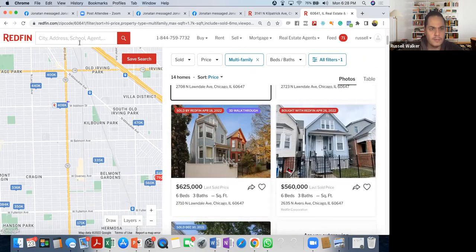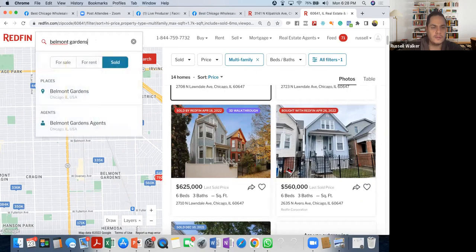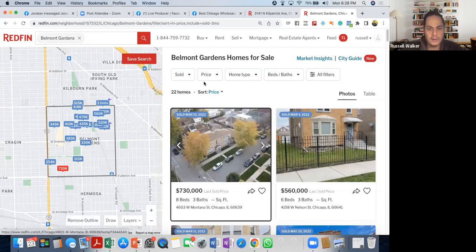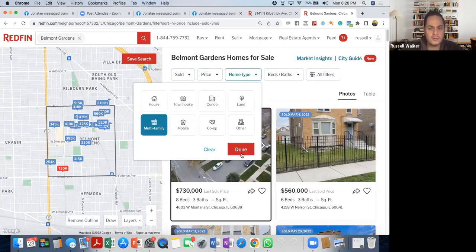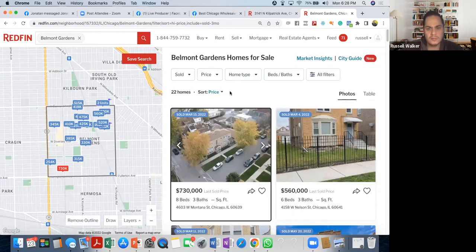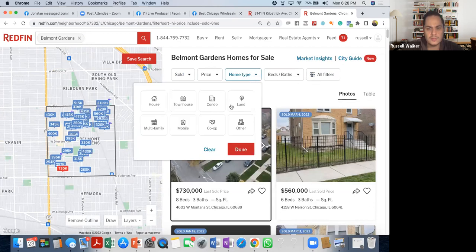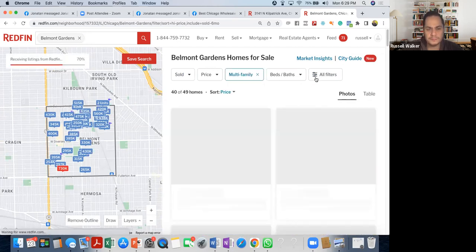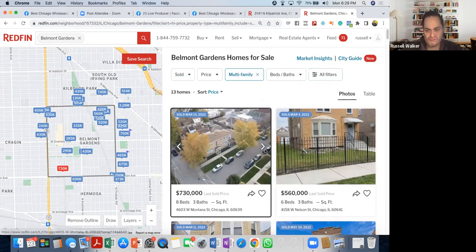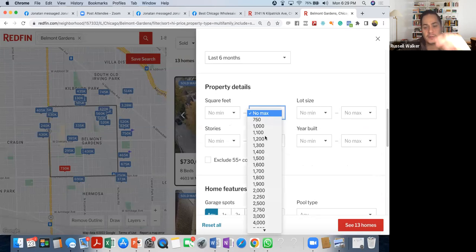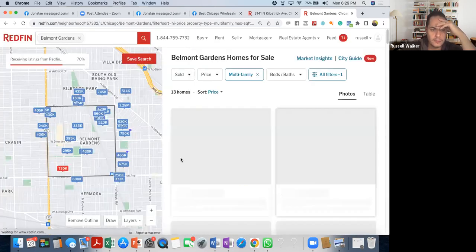What's cool about Redfin is that you can type in the neighborhood. I'm gonna type in Belmont Gardens. And then see what's sold in the last 6 months. Multifamily. What you could do as well, if you're not finding comps, is maybe up the square footage a little bit.